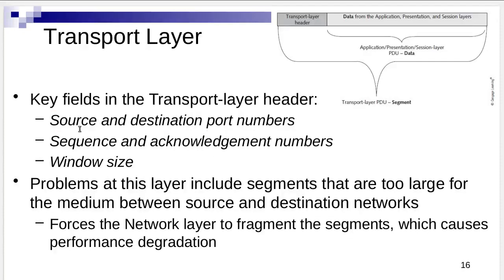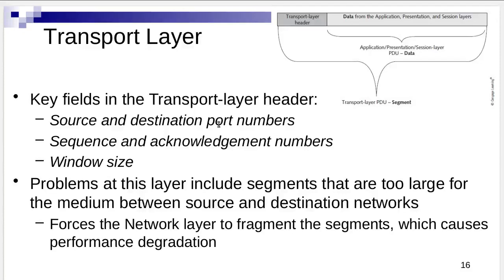So the source port number is an indication of which program on the source computer is sending this segment, and the destination port number signifies which application on the destination computer is expecting to get this segment. So for example, regular HTTP uses port number 80, and so all that really means is that it is going to be the web server that gets this message, this segment, coming in on port number 80.